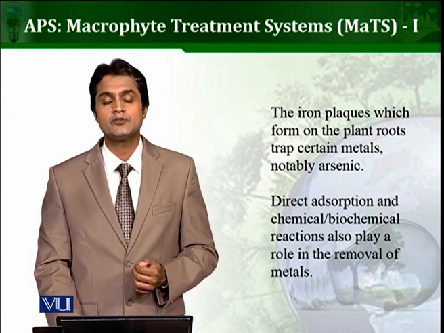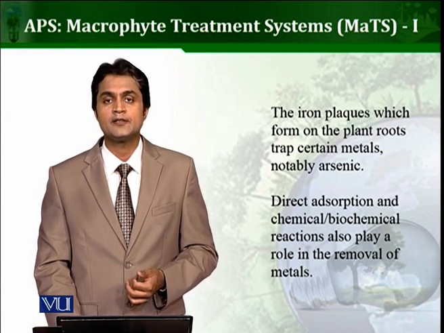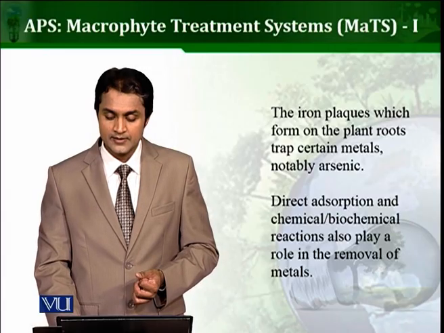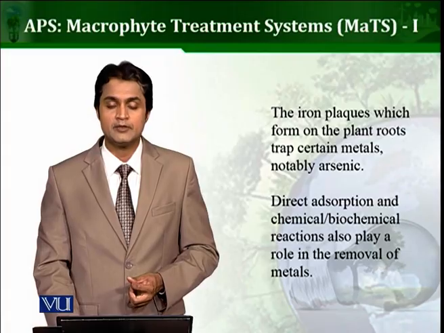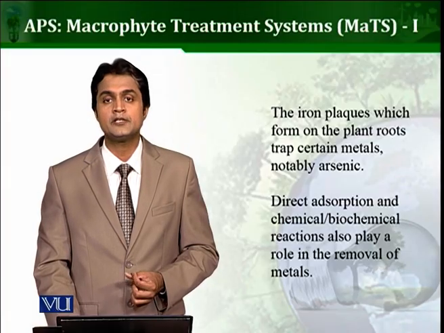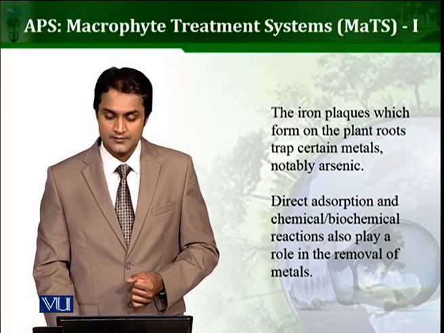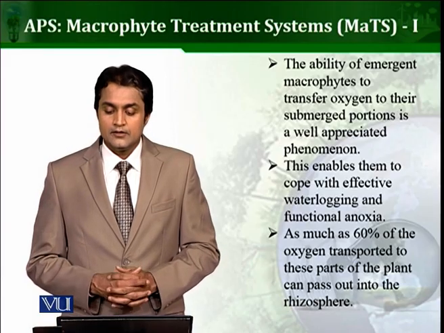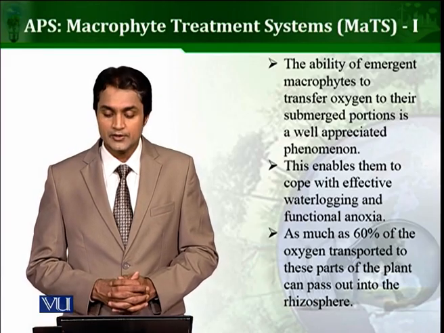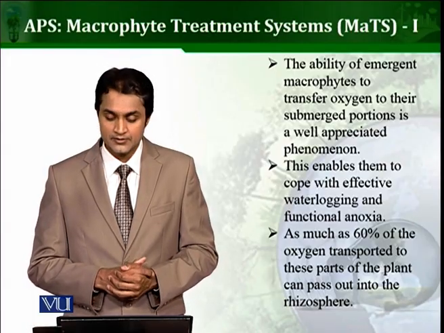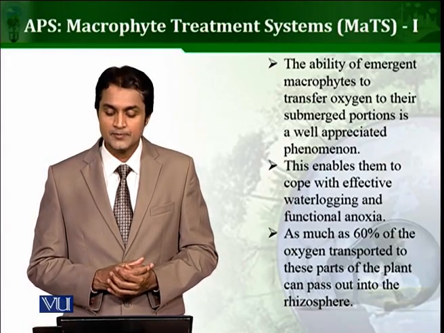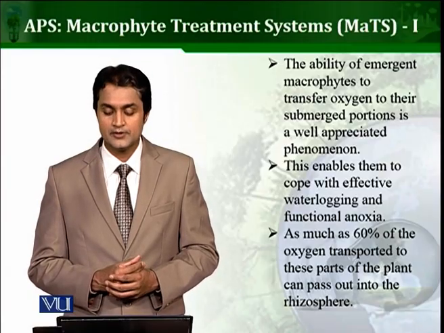Moreover, on the roots of the plants, iron plaques can be formed and they can also help to chelate certain metals. And in addition to that, direct adsorption and biochemical reactions are also there which help to remove the metals. Now, the ability of the emergent macrophytes to transfer oxygen to the submerged parts is well established. This enables them to cope with effective waterlogging and functional anoxia.